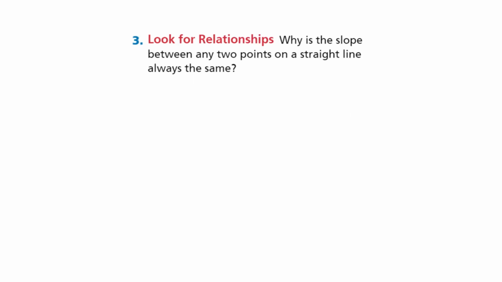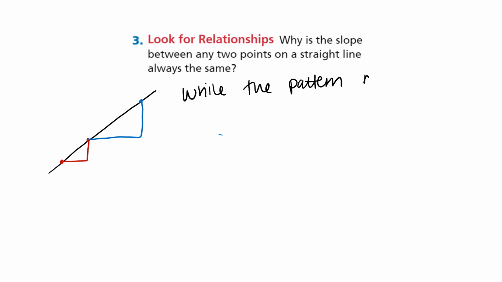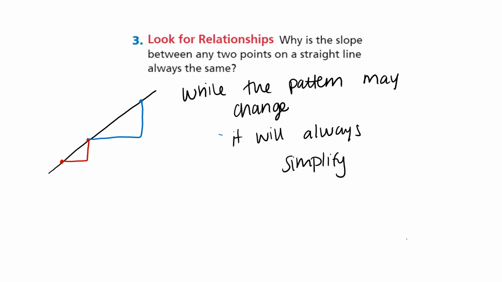Why is the slope between any 2 points on a straight line always the same? So this is referencing the line where the triangles would be different sizes. And why is it the same value? And so while the pattern may change, it will always simplify into the same value.